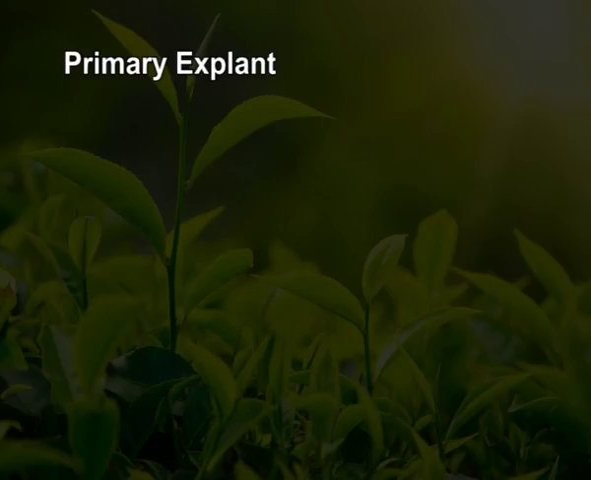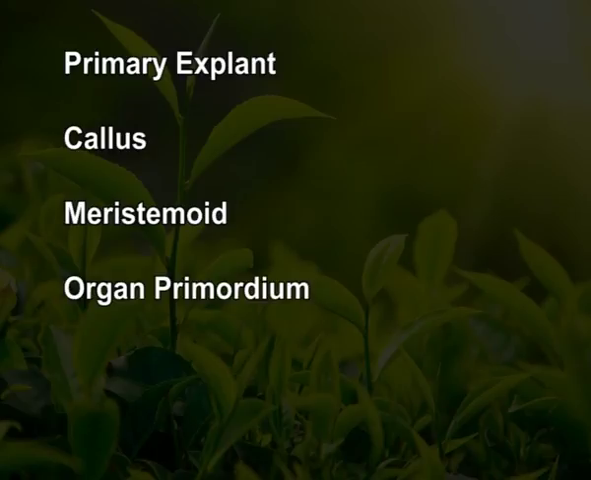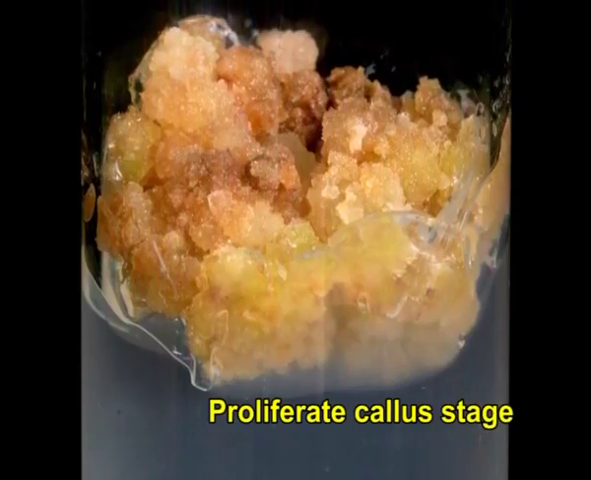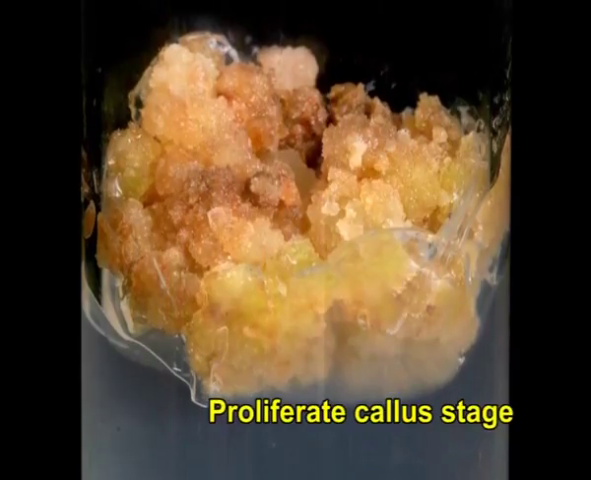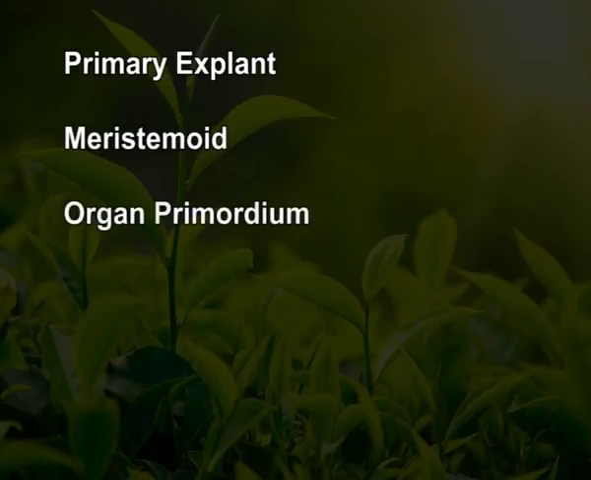So, the primary explant gives rise to callus, then the callus gives rise to meristemoids, and then the meristemoids give rise to organ primordia. Direct organogenesis is accomplished without an intervening proliferating callus stage. Hence, the primary explant gives rise to meristemoids, and the organ primordium directly arises from the meristemoid tissues.